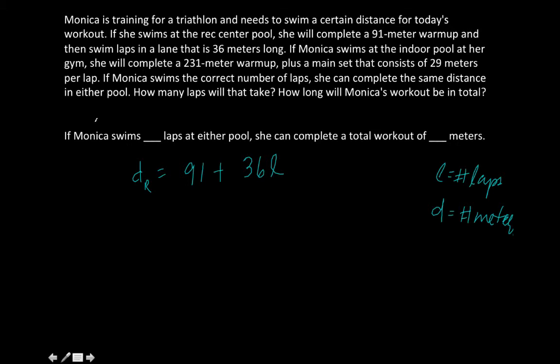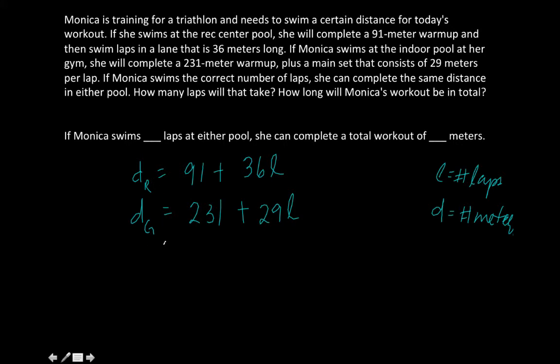If Monica swims at the indoor pool at her gym, so the distance for the gym, she does a 231-meter warm-up plus 29-meter laps, so 29 times the number of laps. If she swims the correct number of laps, she can complete the same distance in either pool.